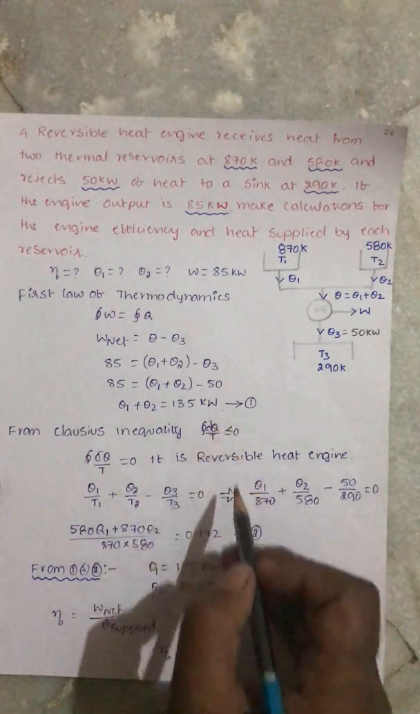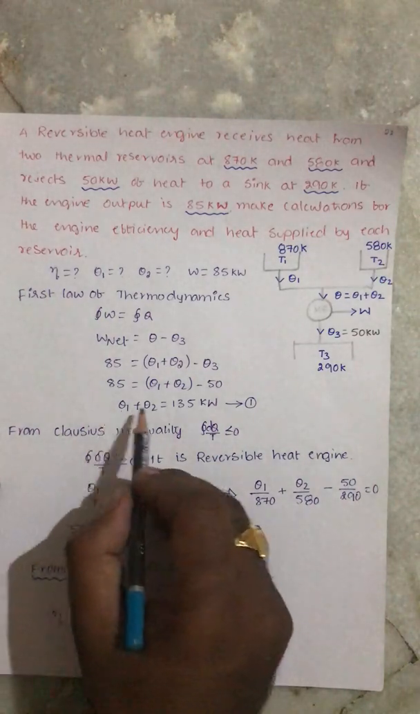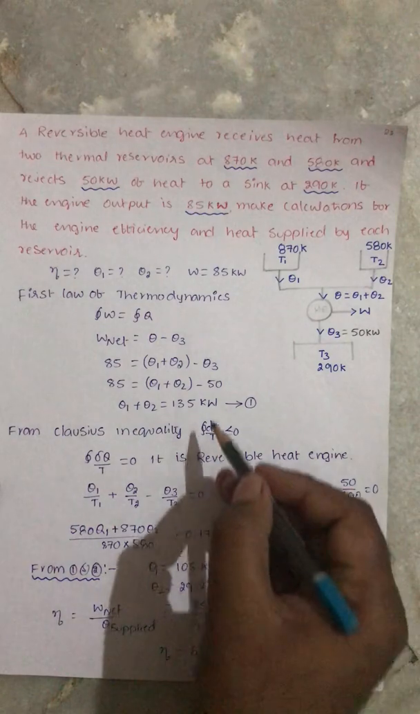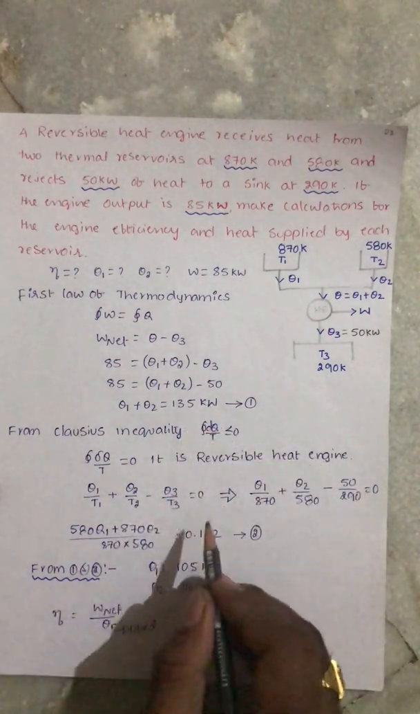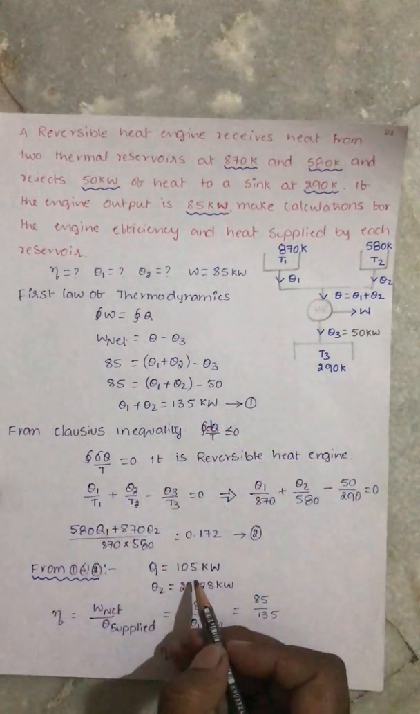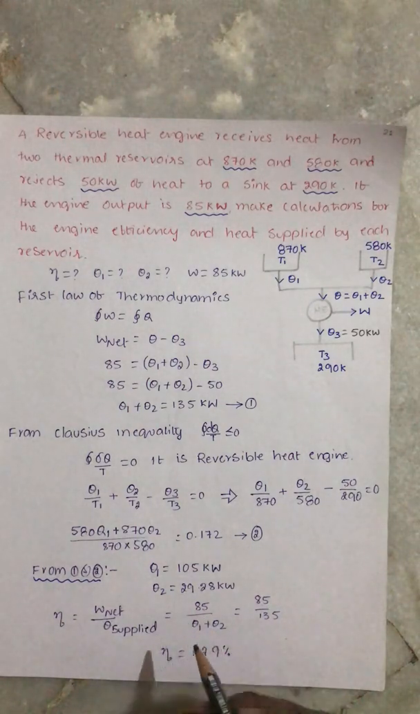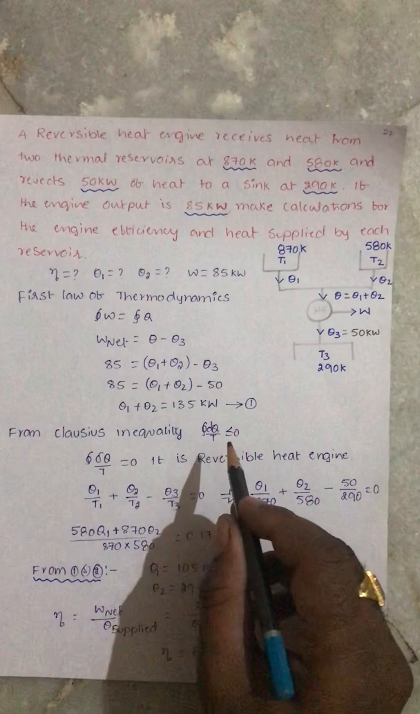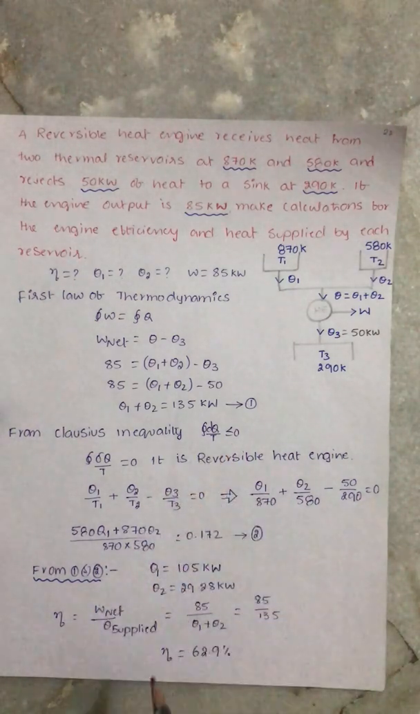If you observe equations 1 and 2, Q1 plus Q2 is there in both. By doing some simple calculation from equations 1 and 2, you will get the Q1 value as 105 kilowatt and Q2 as 29.28 kilowatt.